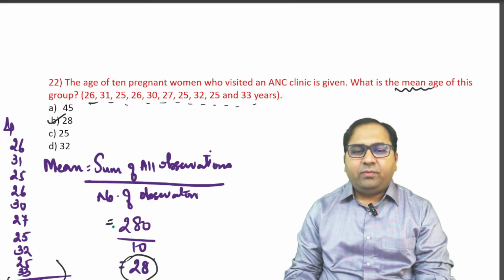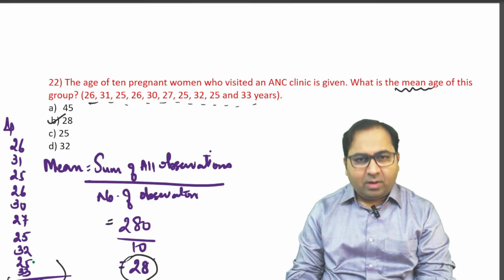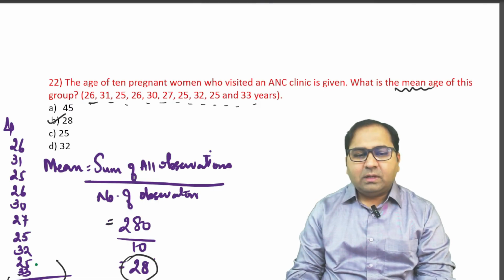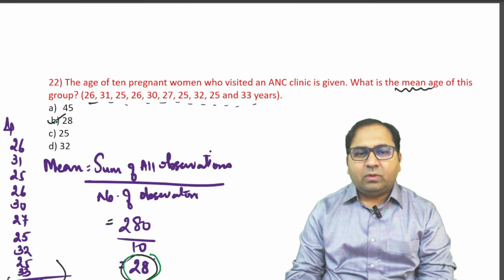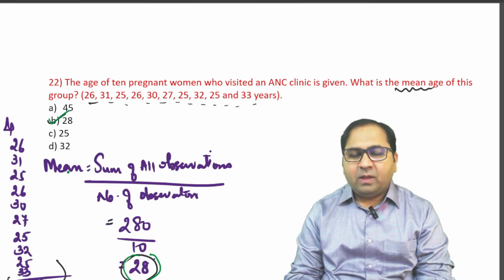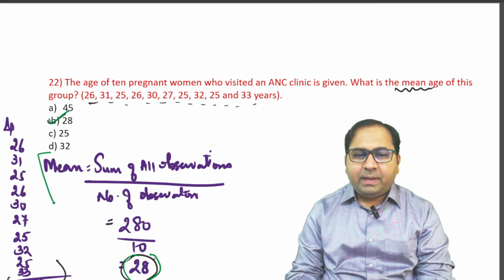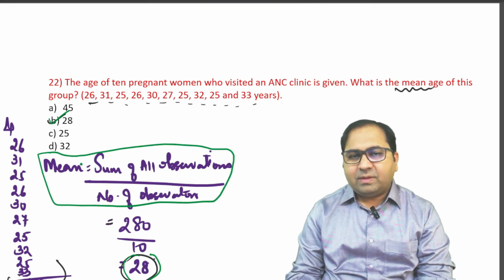So if you add all the observations, this 26, 31, 25, I have done already. You do it for yourself. The sum will be 280 and the number of observations will be 10. If you calculate, the answer will come to around 28. So option B, that is 28, is the answer for this question. Please remember this formula. Mean is equal to the sum of all the observations divided by the number of observations.